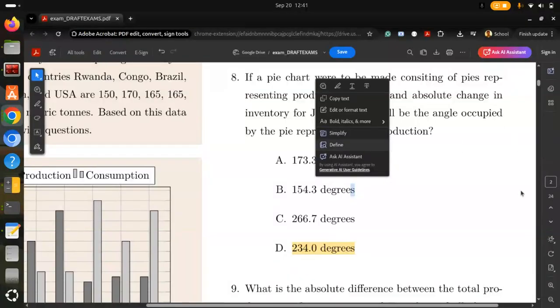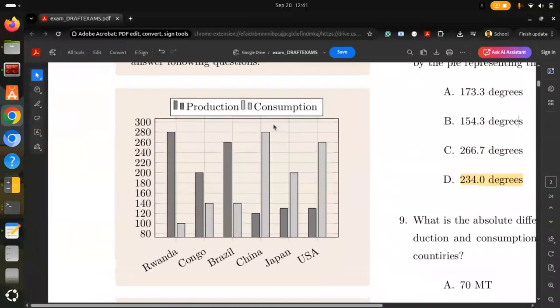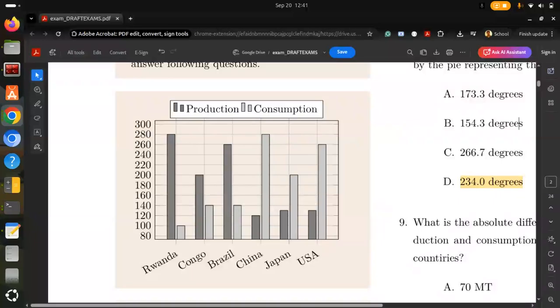What is the absolute difference between the total production and consumption of tantalum in all six countries? Now here I need to go for total production and consumption, and I want to find the absolute difference. So let us look at the production and consumption here. Basically, I need to add all the productions and subtract all the consumptions. But if you notice, there is a 280 production here and 280 consumption here. So these two will cancel out each other.